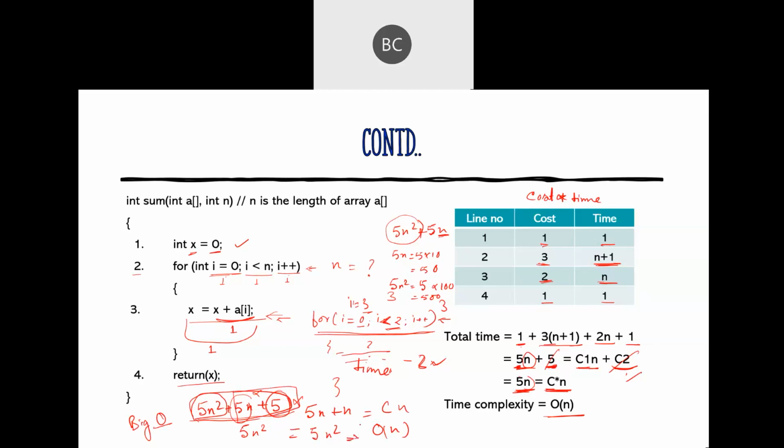So if you again write in the same way, it will be cn squared. So the time complexity for this one will be O(n squared).